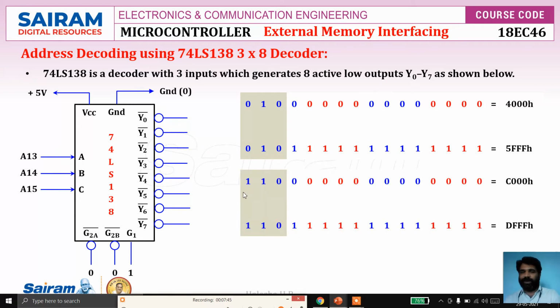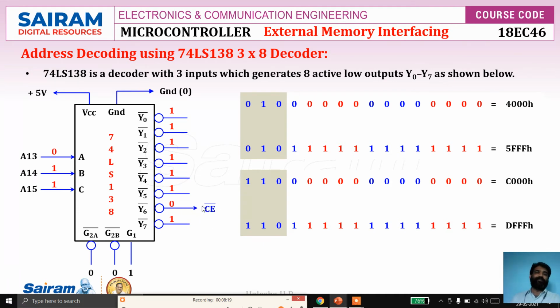Similarly, if we require the address range C000H to DFFFH, in binary this is the one. And observe again that the unused address bits are 1 1 0. That means A15 is 1, A14 is 1, A13 is 0. 110 means 6, so it selects 6. Y6 will be 0, remaining all 1. Then Y6 is connected to chip enable.